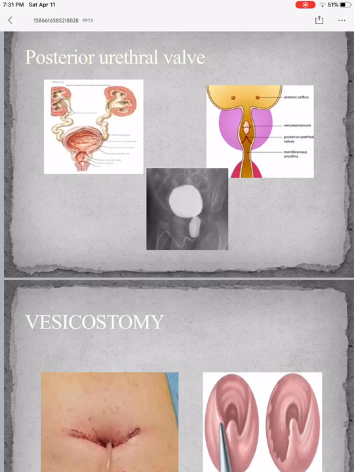Here I forgot also to mention that the leaflets of this kind of valve originate from the base of the prostate and reach up to the bladder neck. So it prevents the antegrade flow of urine, while it facilitates the passage of a Foley catheter, for example, if we want to pass it retrograde. So it prevents the antegrade flow of urine, but it can facilitate the retrograde passage of a catheter.